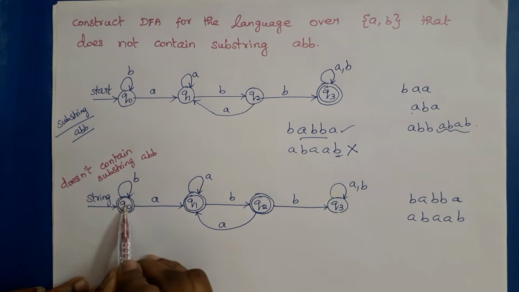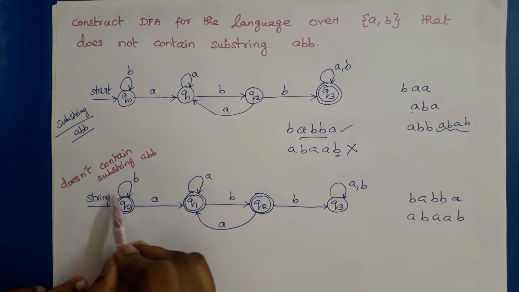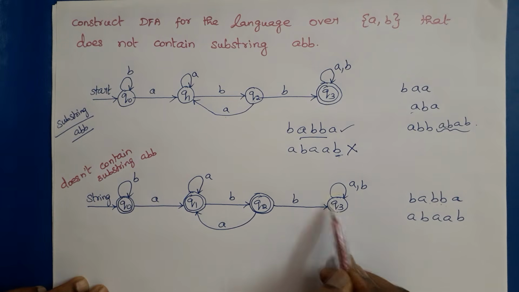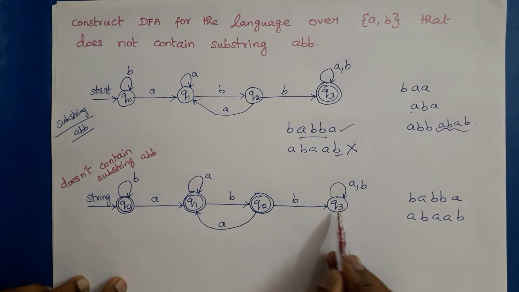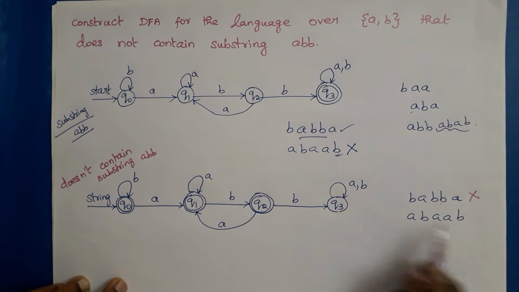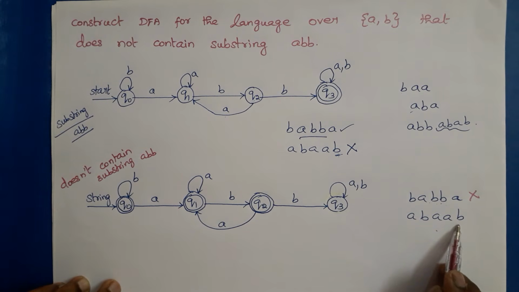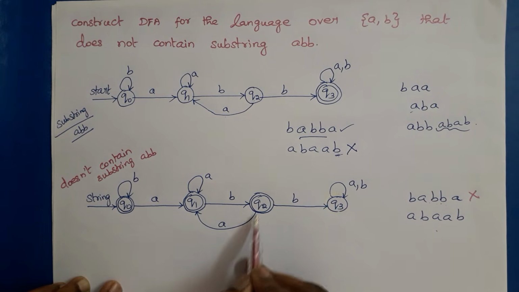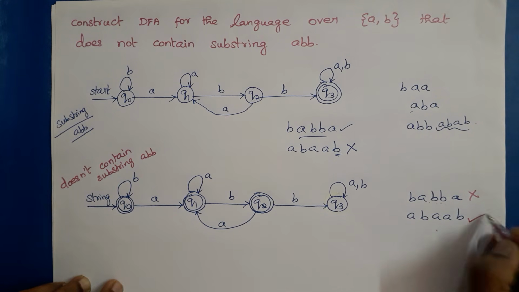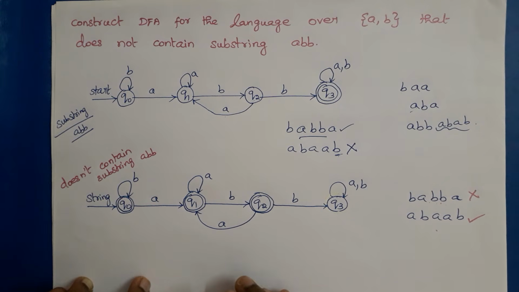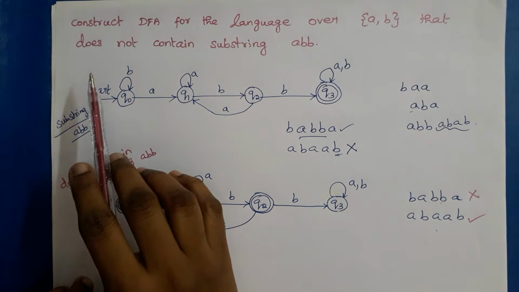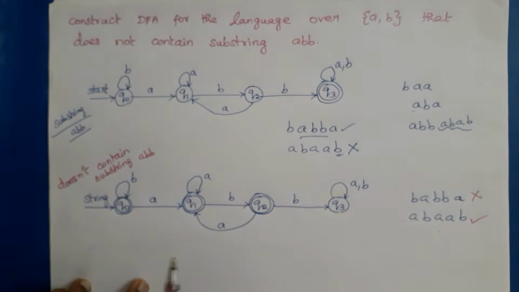Now we will check: B, A, B, B, A. Since Q3 is a non-final state, it is rejected by our DFA. Similarly, we can consider the second example. This string does not have ABB as a substring, so it should be accepted by our DFA. So A, B, A, B. We are in state Q2, so it is accepted. This is one way of constructing the DFA for strings that do not contain the substring ABB. Thank you.